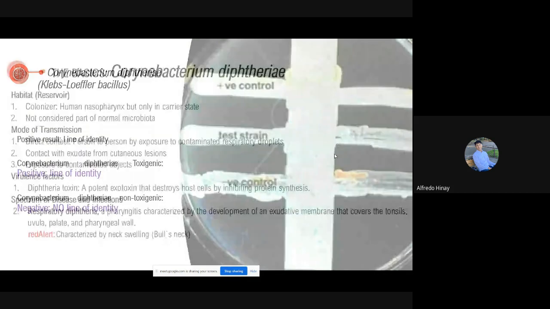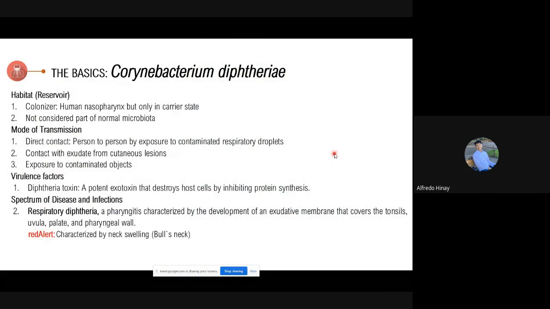Okay, thank you. And then, for your Corynebacterium diphtheriae class, they are colonizer of human nasopharynx, but only in a carrier state. And then they can actually produce a bull's neck appearance class or swelling. This one.